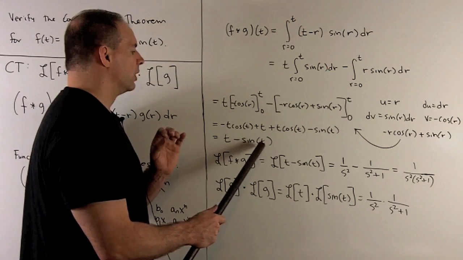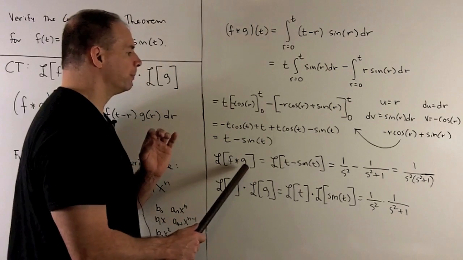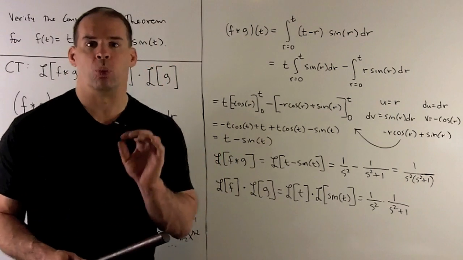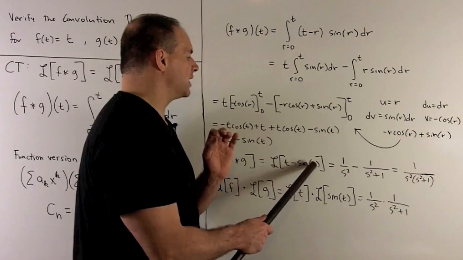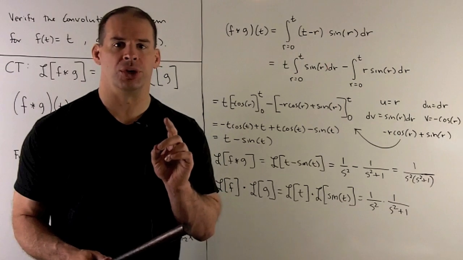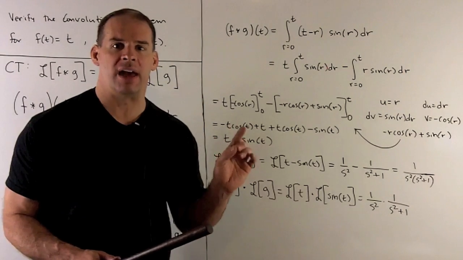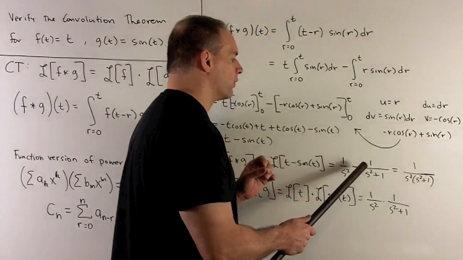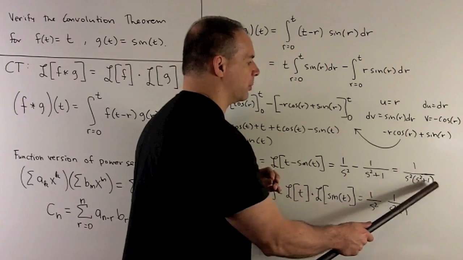If we take the Laplace transform of this function, our convolution, what are we going to get? The Laplace transform of t is 1 over s squared. For the Laplace transform of sine of at, it's a over s squared plus a squared. Here we have a equal to 1. So we get 1 over s squared minus 1 over s squared plus 1, which gives me 1 over s squared plus 1.